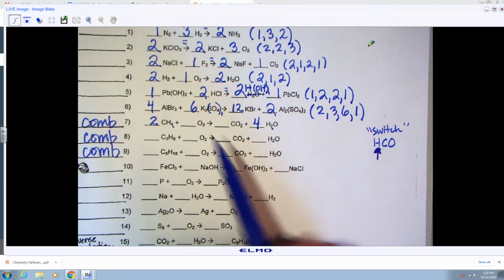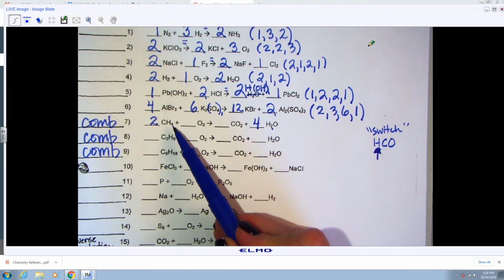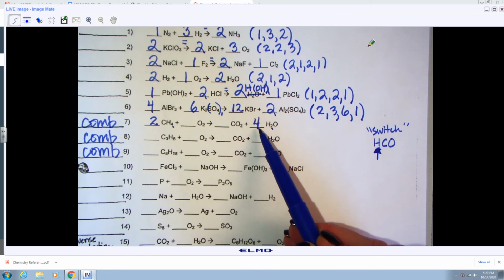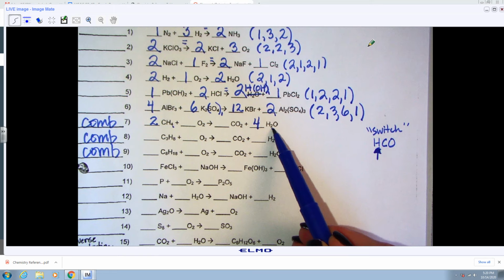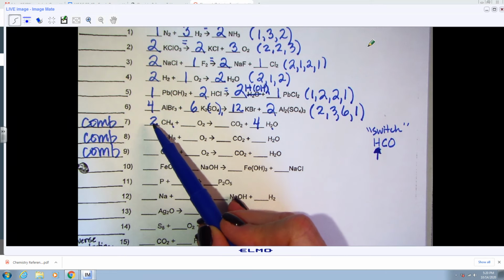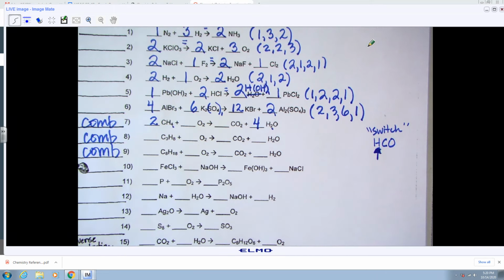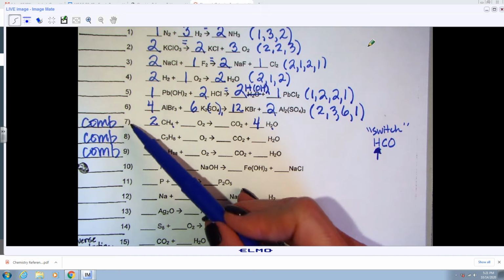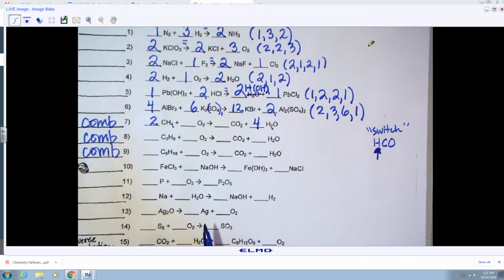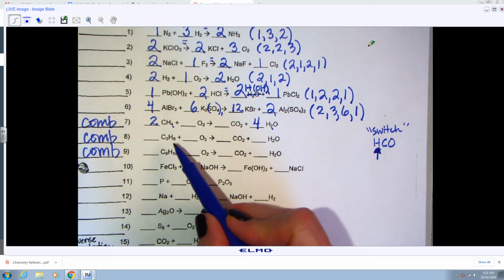So again, look at your hydrogens. Whatever the subscript is, put that number as a coefficient on the other side in the front of the compound where the hydrogen is located. So there's a 4 here, so I put a 4 here. There's a 2 here, so I put a 2 there. Now, I'm not going to finish balancing this equation right now. I'm going to do the trick, the switch trick, with 7, 8, and 9, and then I'll come back and finish them.